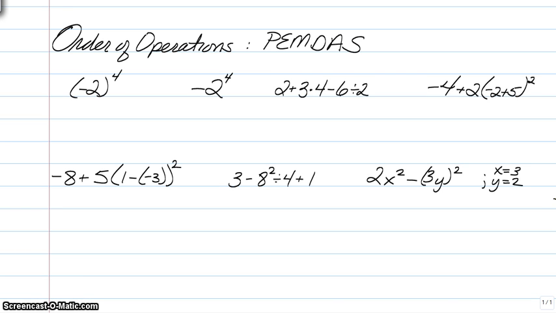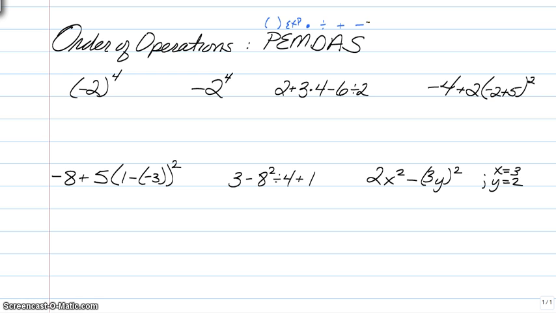Okay, order of operations, PEMDAS. You guys already know that from many years ago. P stands for parentheses, E stands for exponent, M is for multiplication, D is for division, A is for addition, and S is for subtraction. So remember, that's the order you always look at these.